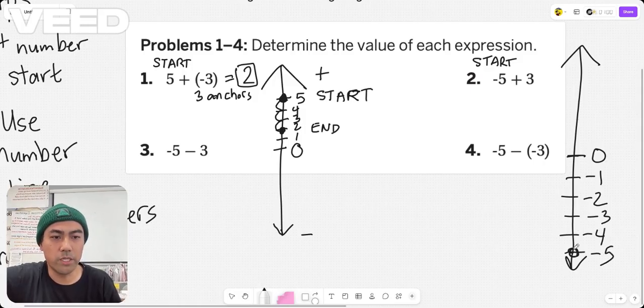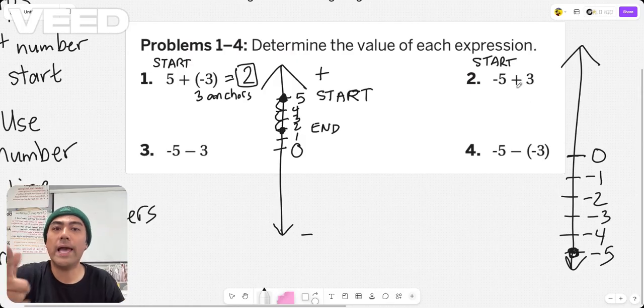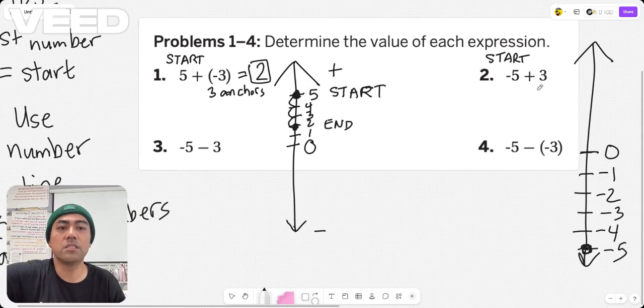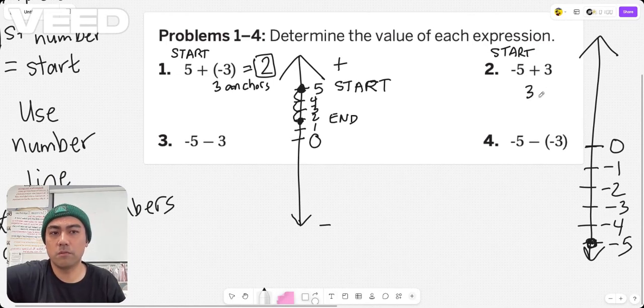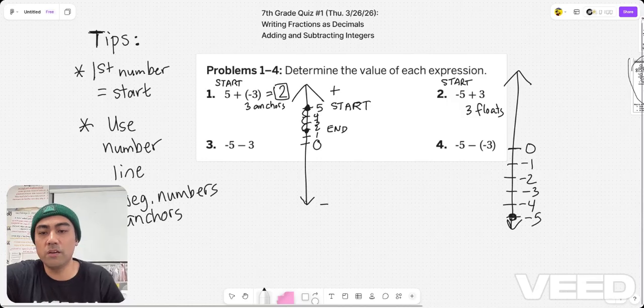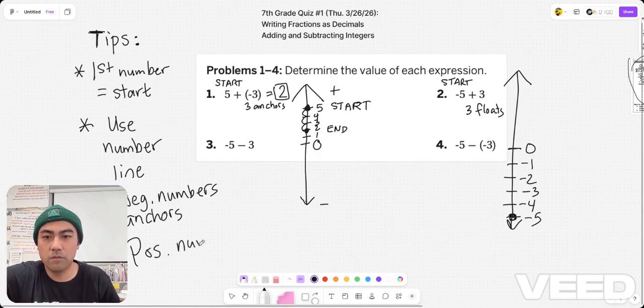Okay, here's our starting points. And then now we're adding. But look at what we're adding. What are we adding? Since this is a +3, this is 3 floats. And that's my other tip. My other tip is to think of positive numbers as floats. So positive numbers are floats. I'm sorry for the handwriting.